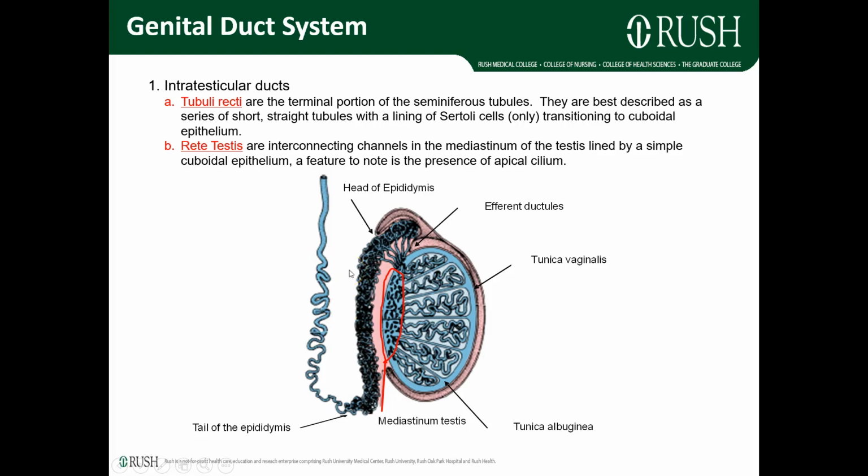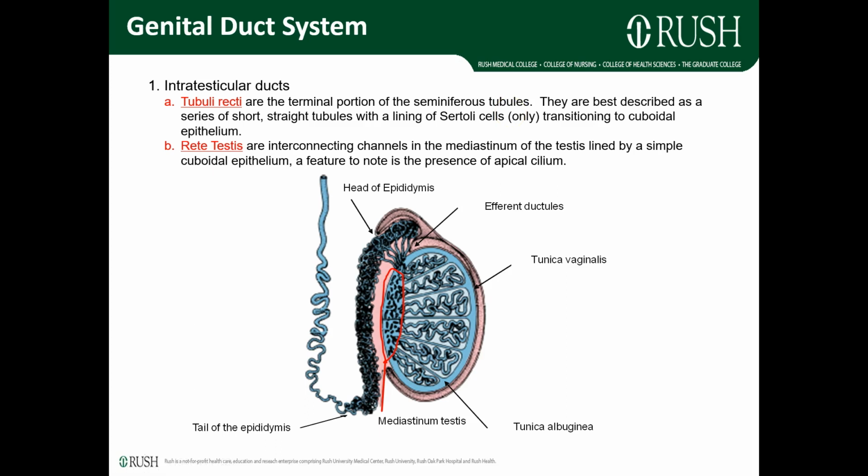Once the sperms are produced in the seminiferous tubule and are released into the lumen, they travel through the duct systems. Looking at the duct system, first of all, the intratesticular ducts, so still within the testes, the first region they reach are the tubuli recti. These are the terminal portion of the seminiferous tubules.